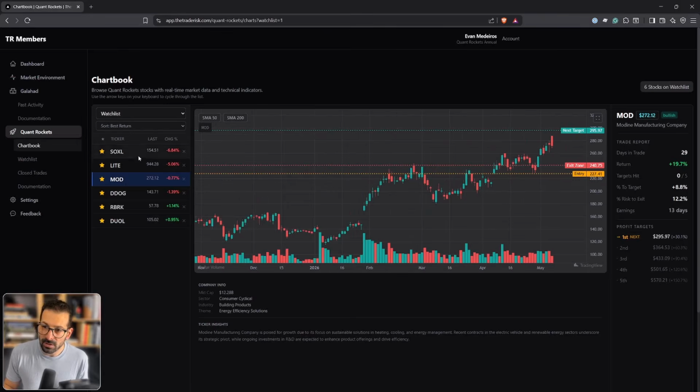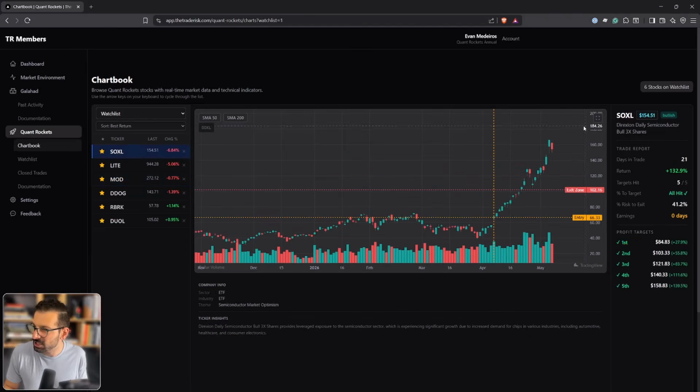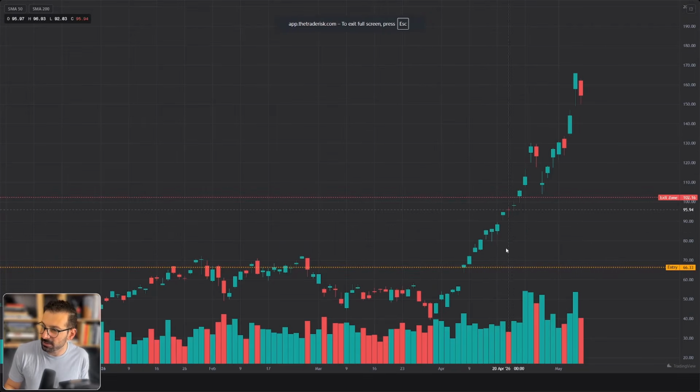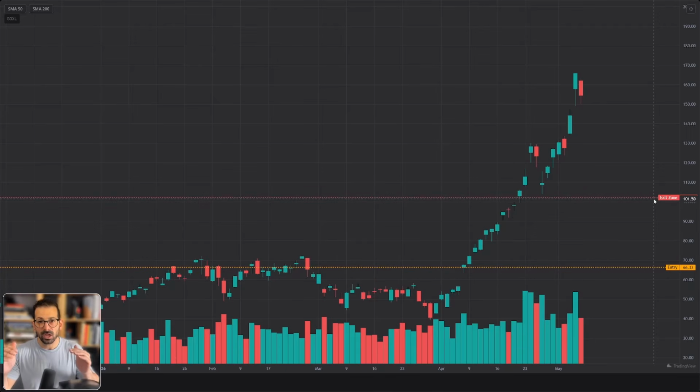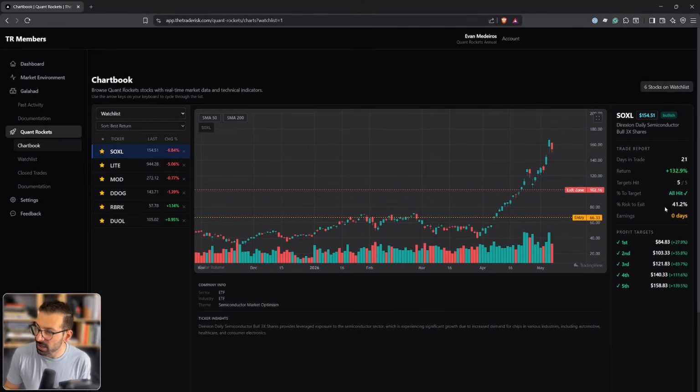Let me show you another example. Let me show you SOXL, which is just a rocket ship. I don't know what the best analogy is, but this is up 140 odd percent in a month. Entry was at 66.31. The current exit is 102. So what we're doing slowly over time is just inching up that trailing stop loss. But if you look on the right-hand side here, you can see we have 5 profit targets. We have hit all 5 targets.